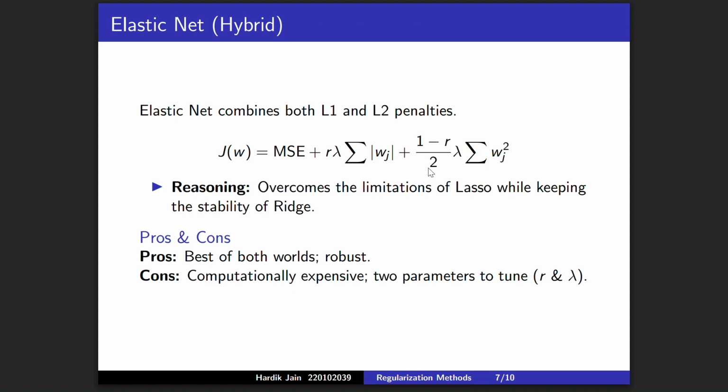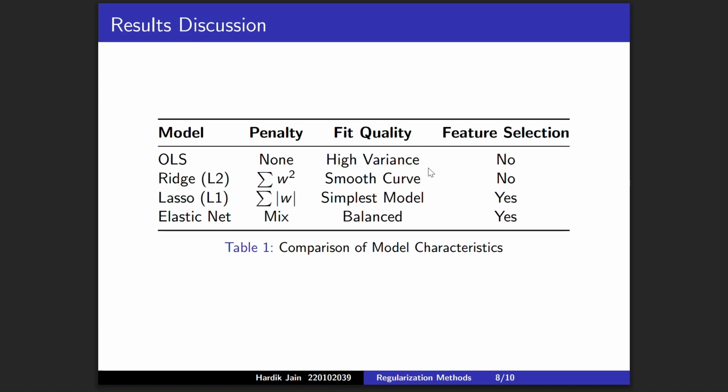So in order to prevent that, we use hybrid, which has both L1 and L2 penalties, and it has two parameters, R and lambda, to tune. So it has the benefits of both of these methods, but then you have to tune two parameters, R and lambda, to get the best fitting, so it is computationally expensive.